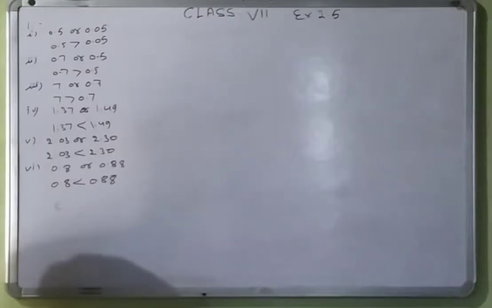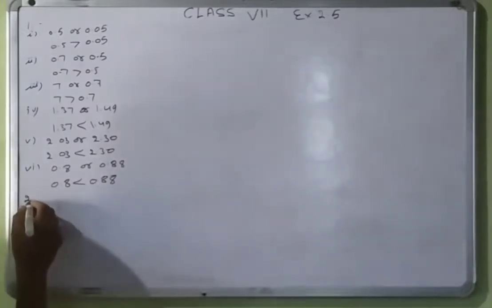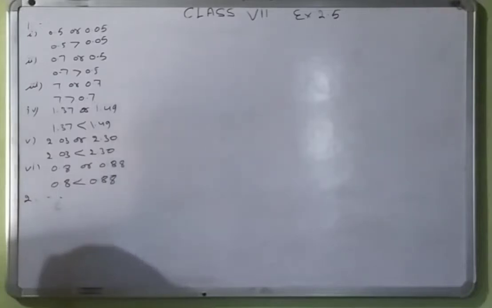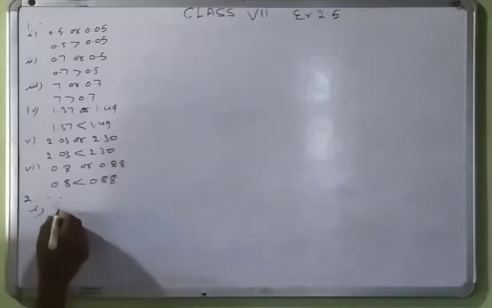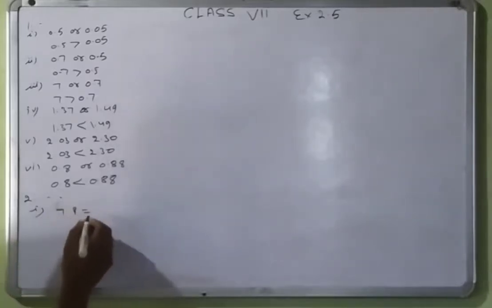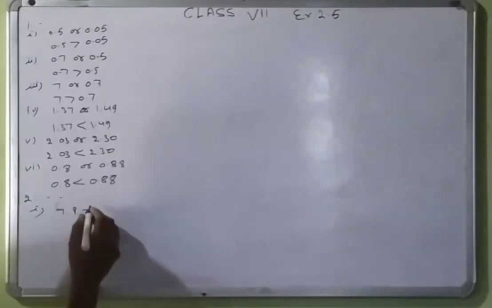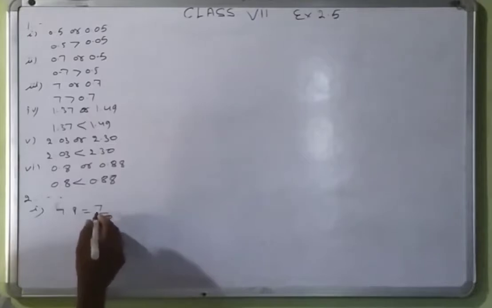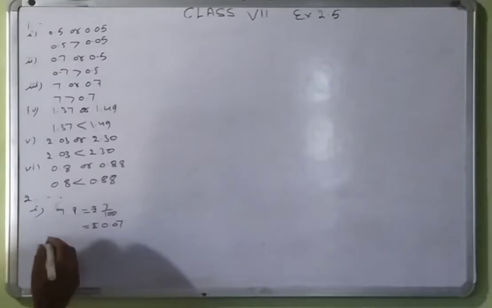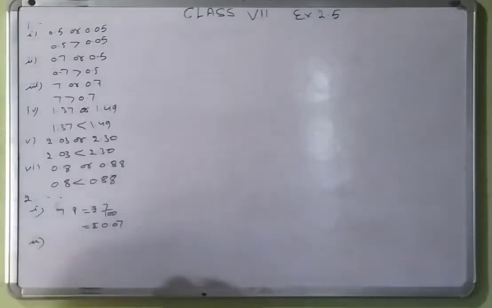Express as rupees using decimal. First part is 7 paise. 7 paise is equal to, you know that 1 rupee is equal to 100 paise. So that will be 7 upon 100 rupees, or you can write it like this, 0.07.